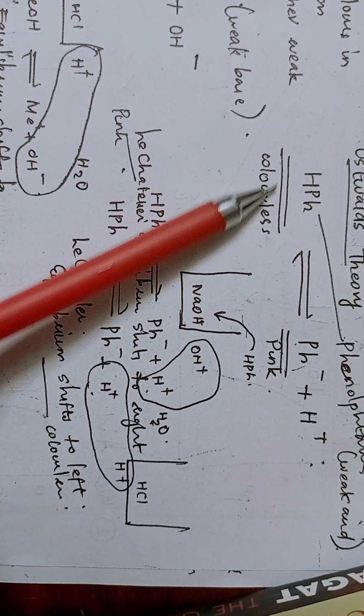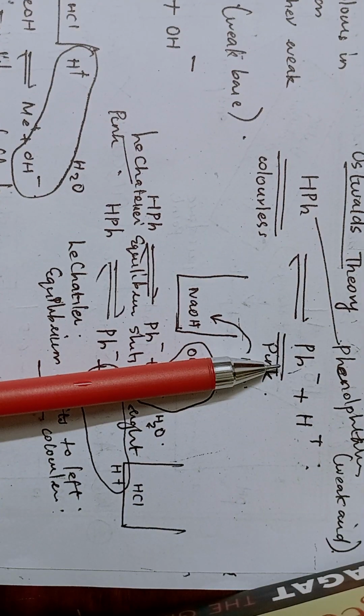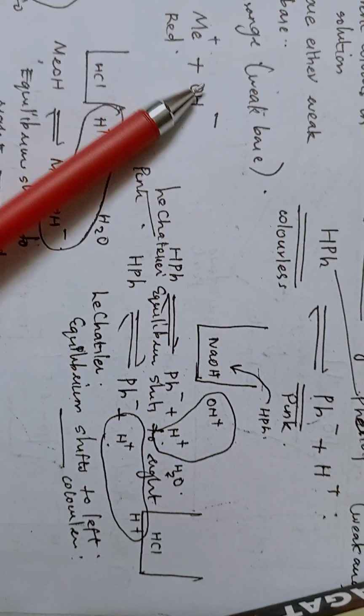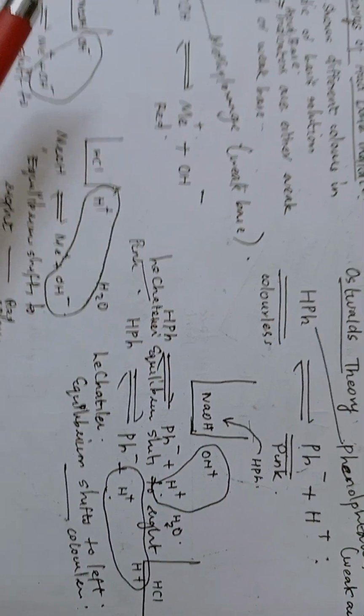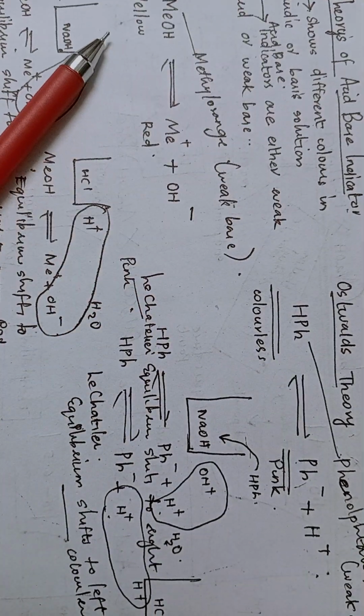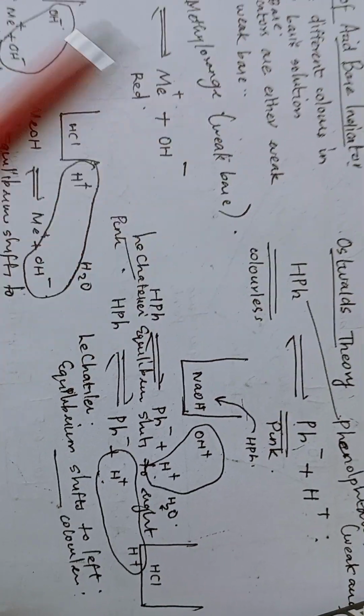So if it is present as HPh, it is colorless, and when it shifts to Ph minus, it is pink in color. Similarly, methyl orange, which is a weak base, we can write as MeOH. Since it is a base, we write OH. Since this is an acid, we represent H. Okay, it donates hydrogen H.